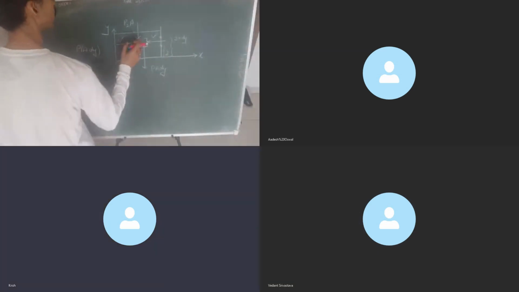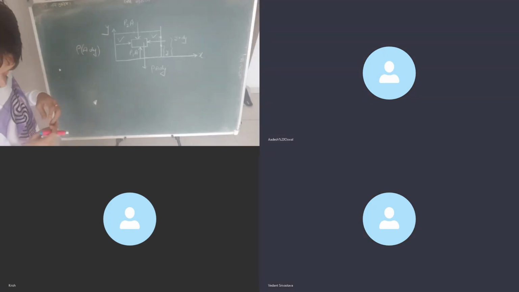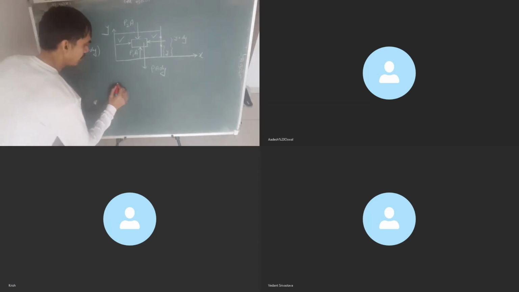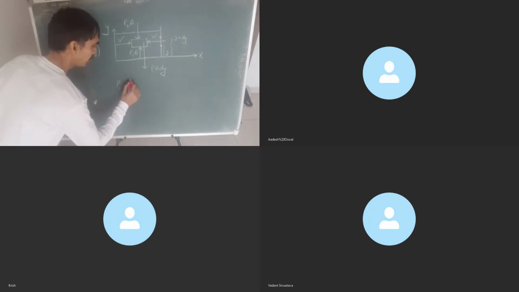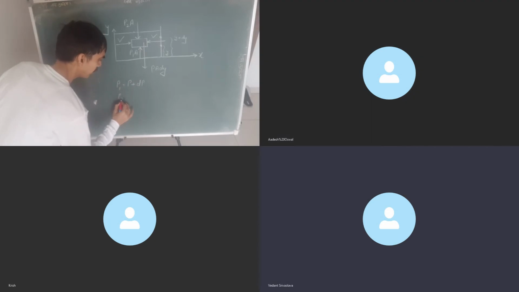Which one should be higher according to you? You want this hypothetical cuboid of your take to float. So which one should be higher, P1 or P2? P1. Okay, P1 should be higher. So let me write it down accordingly. P1 is equal to P plus dP, and P2 is equal to P.